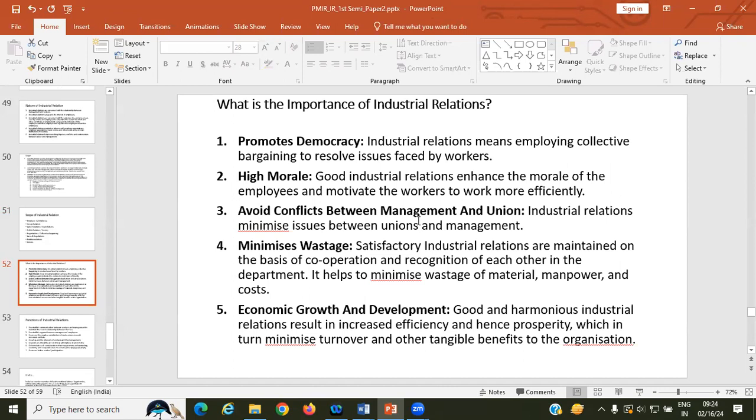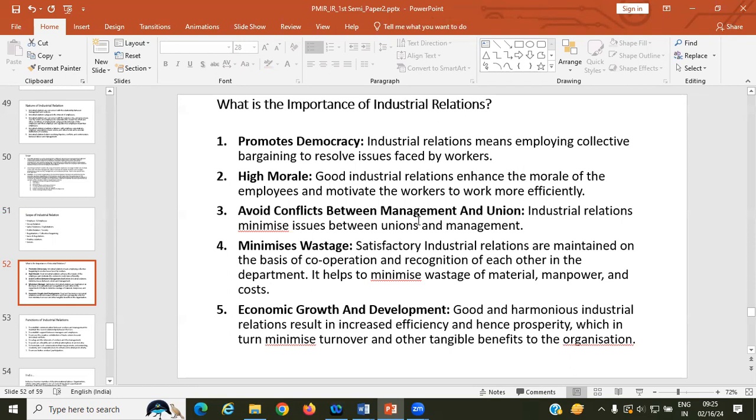It promotes democracy. When you are giving a chance to the employee to think, to make a decision, or you are asking different things, you are encouraging the employees to contribute in decision making, contribute on a small scale. So that will promote democracy.